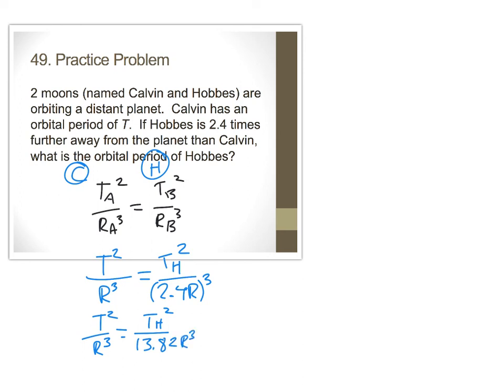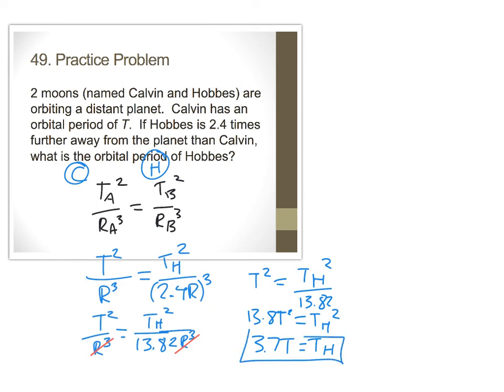Okay. The R cubed can actually cancel out there. Notice that I cubed that 2.4 as well. That's really important. And so what I'm left with here is T squared equals TH squared over 13.82. Multiply both sides by 13.82, and then I'm going to take the square root of both sides to solve for TH. And so I end up getting 3.7T is equal to TH, the period for Hobbes. So it would be 3.7 times longer, given that it's 2.4 times further away.